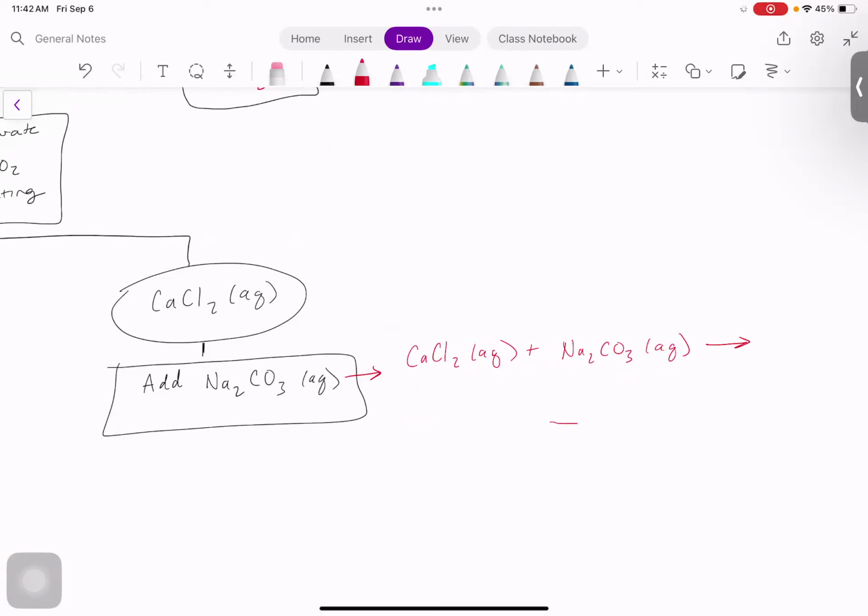So there's going to be two products of the reaction. One is going to be solid. One is going to be aqueous.